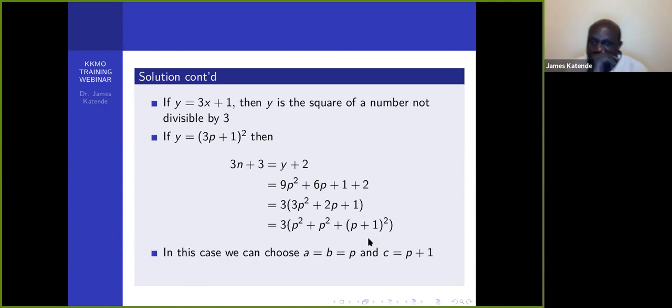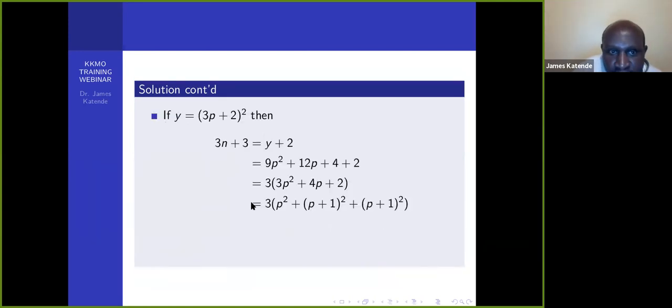So now once you set this up, you can take a and b to be equal to p, and you take c to be equal to p plus 1, right? So if you plug this back into the original equation, you should see that x will be equal to 2. So here the only thing is to be consistent with n and x.